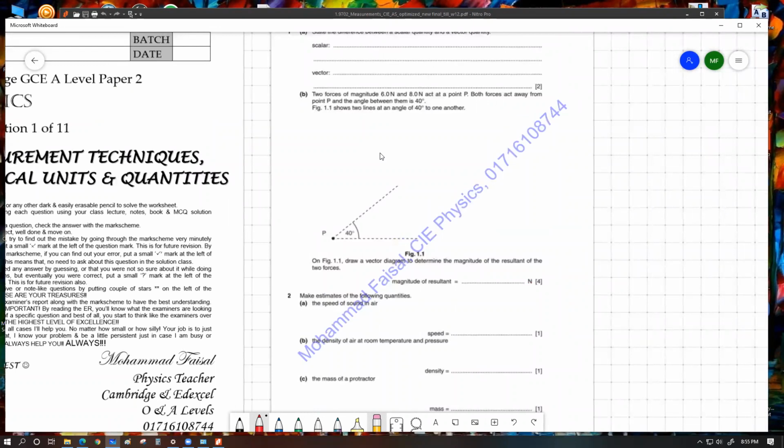in the earlier classes. Part B says one with also two forces measuring 60 and 80 act at a point P. Both forces act away from the point P and the angle between them is 40 degrees. Figure 1.1 shows two lines at an angle of 40 degrees to one another. On figure 1.1 draw a vector diagram to determine the magnitude and the resultant of the two forces.